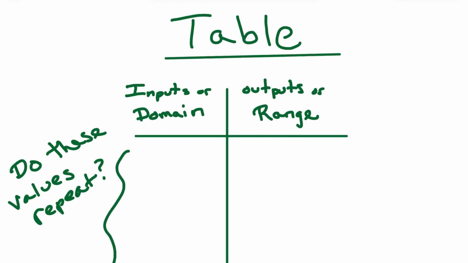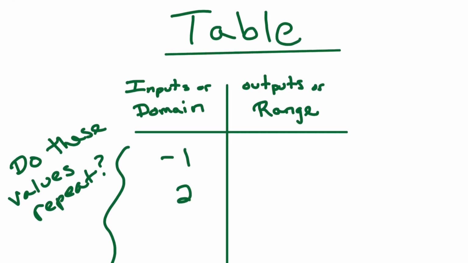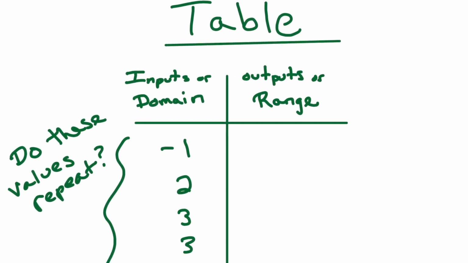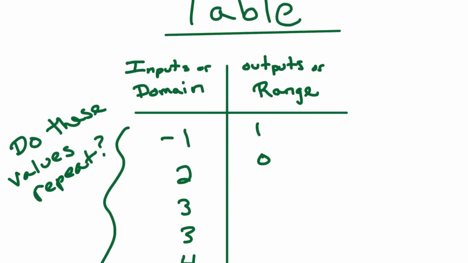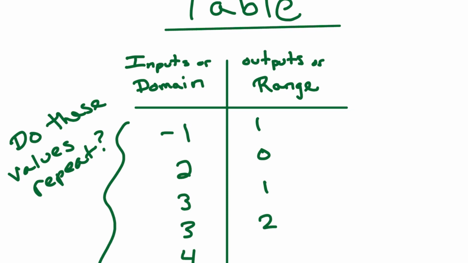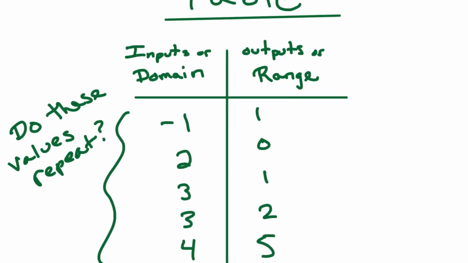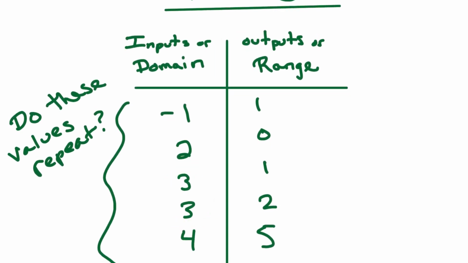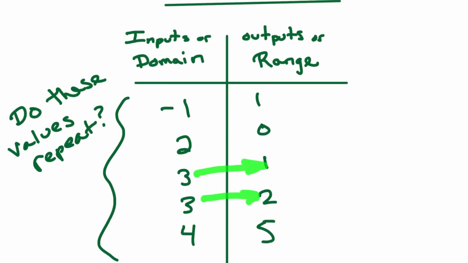In the left column, the inputs would be -1, 2, 3, 3 again, and 4. The right column, which is your range, would be 1, 0, 1, 2, and 5. So as we can see here, in our first column, 3 occurs twice. And since it occurs twice but goes to 2 different values, this is not a function.